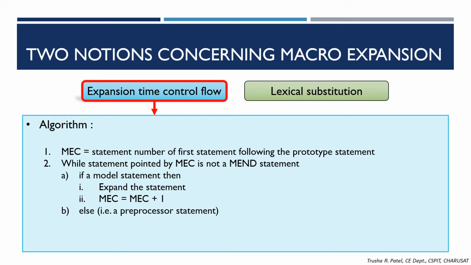Otherwise, it will be a preprocessor statement. In that case, MEC will be assigned a new value which is specified by the preprocessor statement. And this will continue until MEC is pointing to MEND, that is the macro end statement, and then the macro expansion will be stopped.